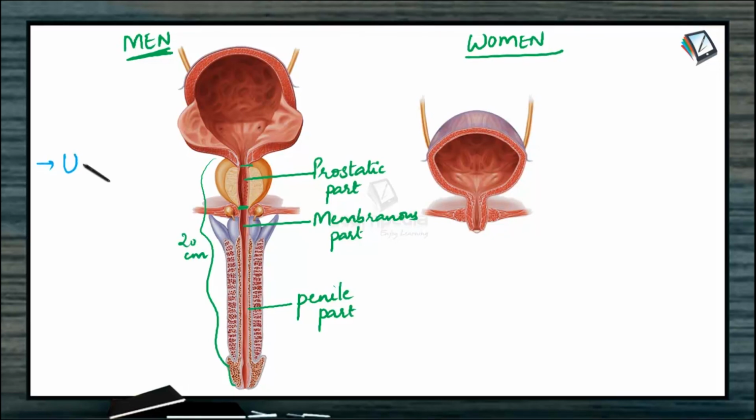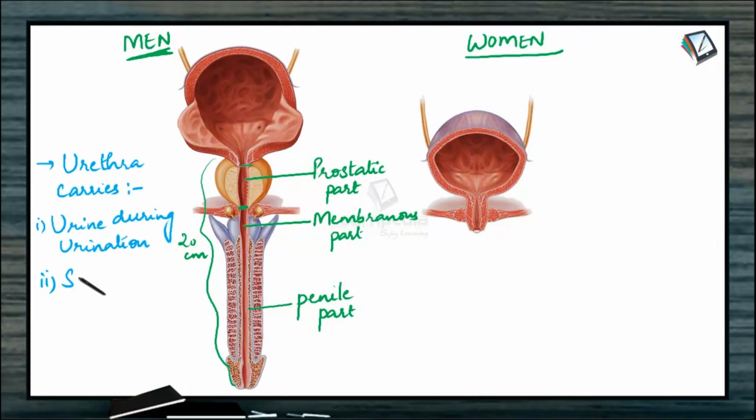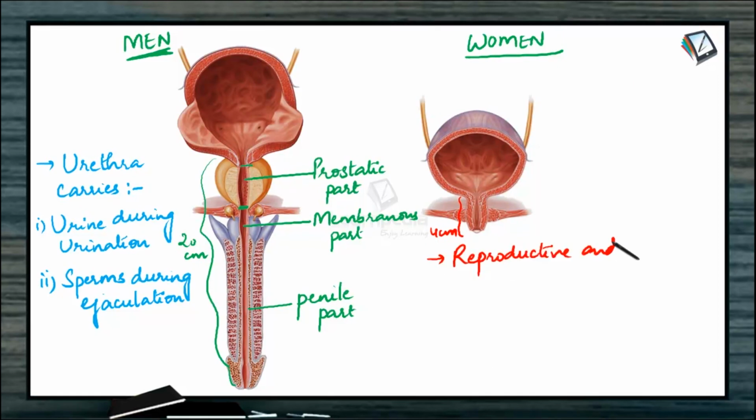In men, urethra carries urine during urination and sperms during ejaculation. So, urethra carries both urine and sperms. So, here the urinary system and the reproductive system both are connected in men. Whereas in case of women, the urethra is a short tube of 4 centimeters. In women, the reproductive and urinary system are not connected.